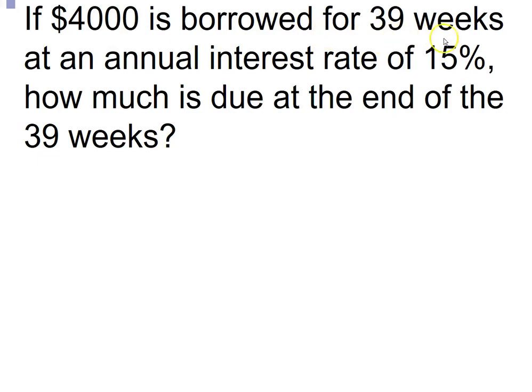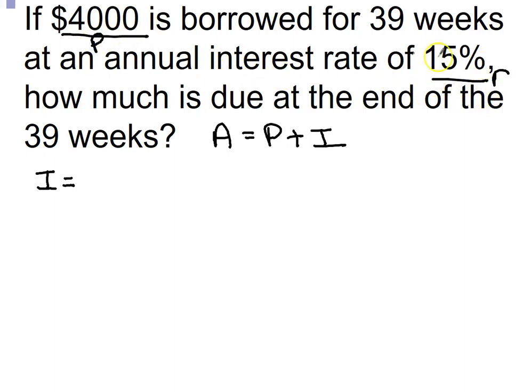Okay, 4,000 is borrowed for 39 weeks at an annual interest rate of 15%. How much is due at the end of the 39 weeks? Again, that is future value. We're trying to find what we're going to owe in the future, or what we're going to be due in the future. So first we've got to find interest. There's P. This is R. And this is T, but it's not in years. So in years we would have to say divided by 52, because there's 52 weeks in a year.